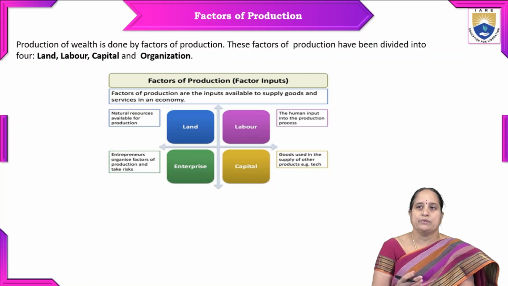For example, if you want to acquire technology, for that we need to spend some amount. So those funds are known as capital. Capital is also one of the major ingredients of production process. Then enterprise. Entrepreneurs organize factors of production and take risk.